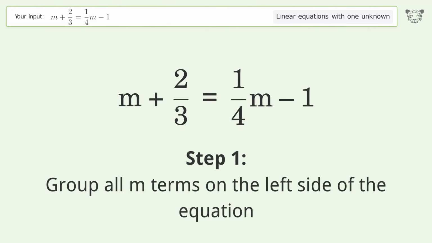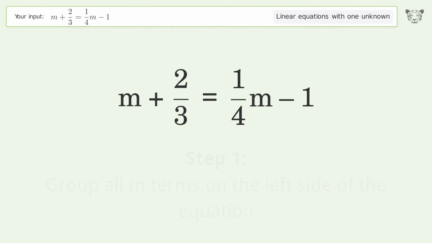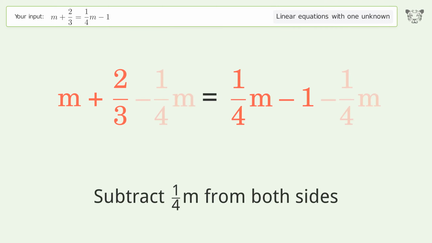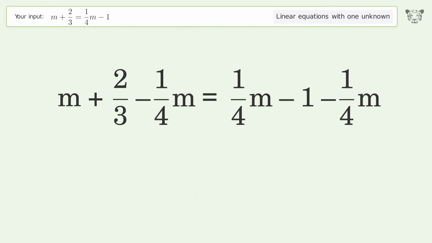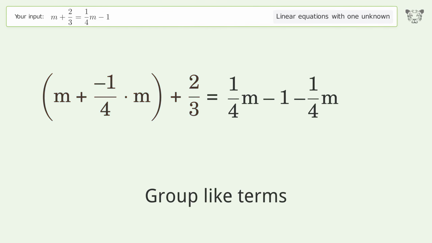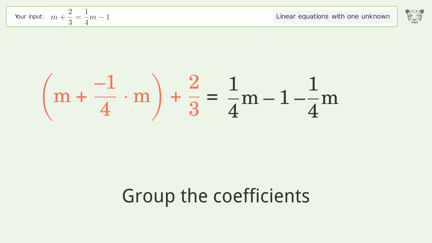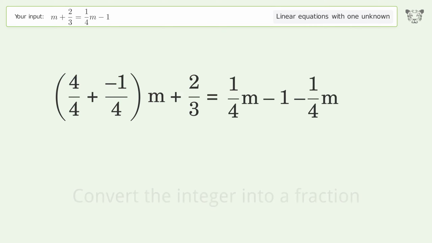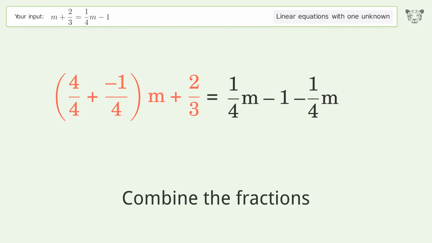Group all m terms on the left side of the equation. Subtract 1/4m from both sides. Group like terms. Group the coefficients. Convert the integer into a fraction. Combine the fractions.